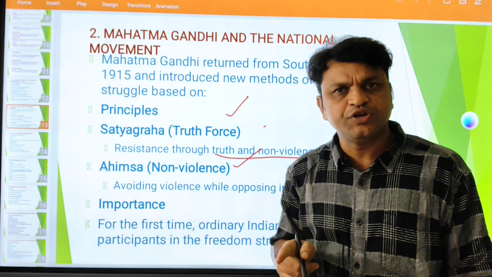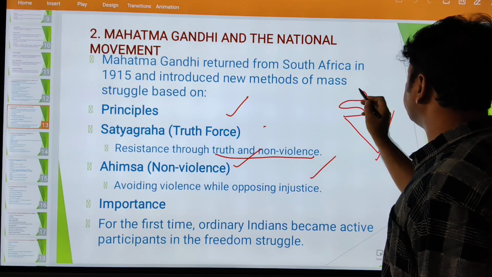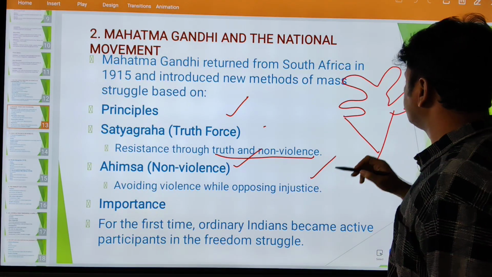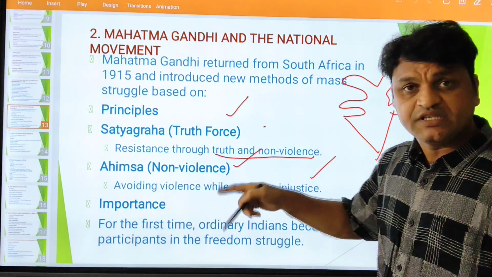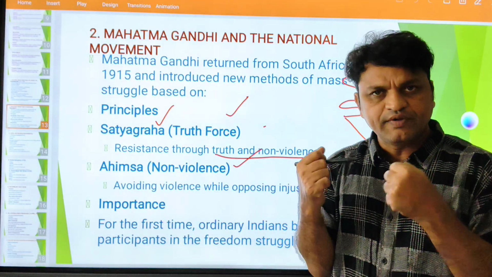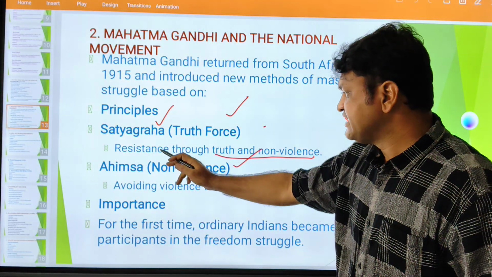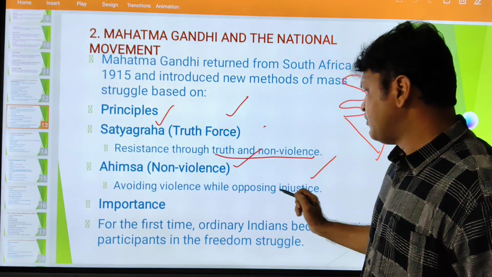Who is doing injustice to India? It is the Britishers, the British people who are doing injustice to India, right? So he is fighting against the injustice. And what methods did he use, Nana? He used satyagraha. What is satyagraha? Truth force. Truth will prevail. Resistance through the truth and non-violence, and ahimsa, non-violence. Avoiding violence while opposing the injustice.